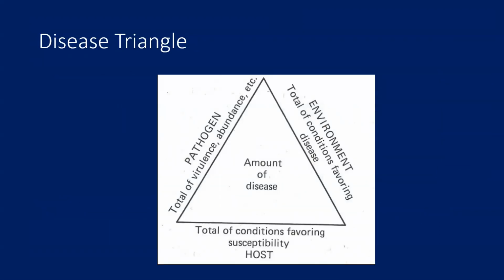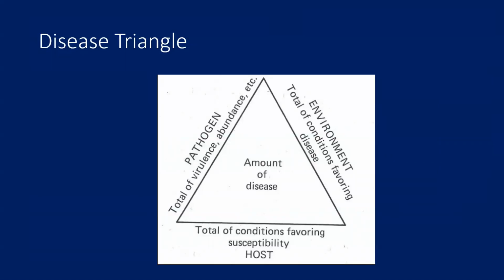This is called the disease triangle, and it's very common when you're learning about plant pathology. Because in order to have a disease outbreak in your garden, you have to have three things happening. You have to have the host that's susceptible to a disease. You have to have the pathogen to affect the host, and you have to have the right environment.